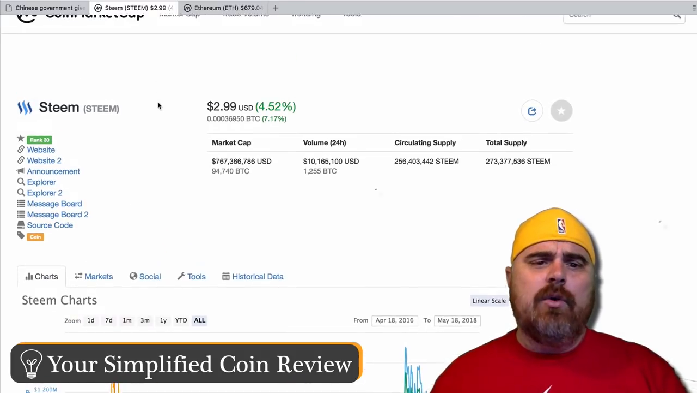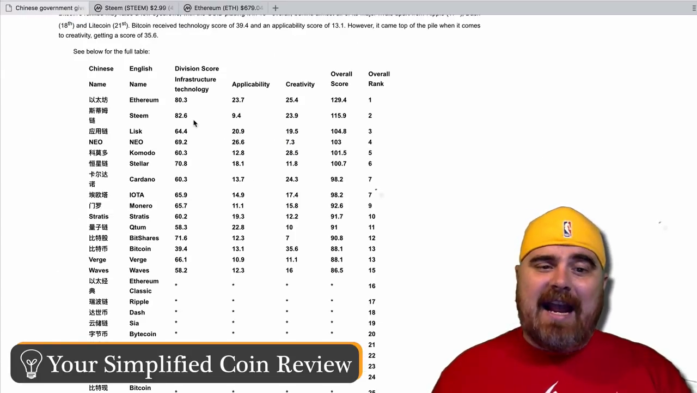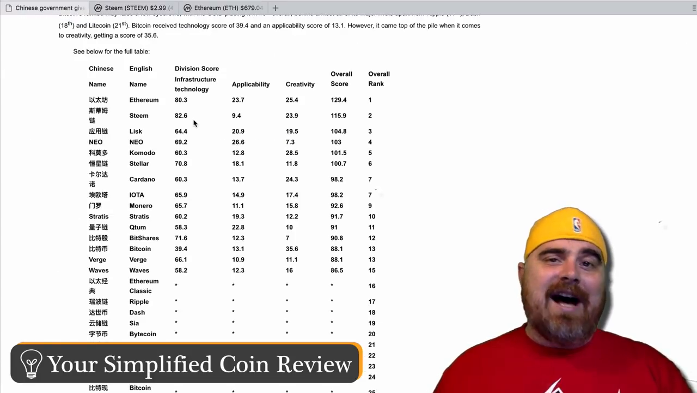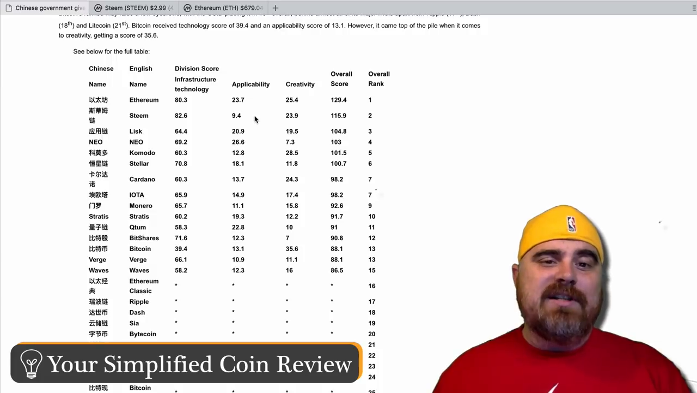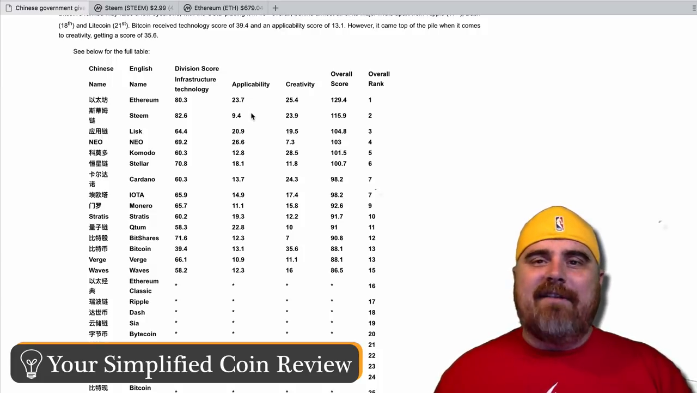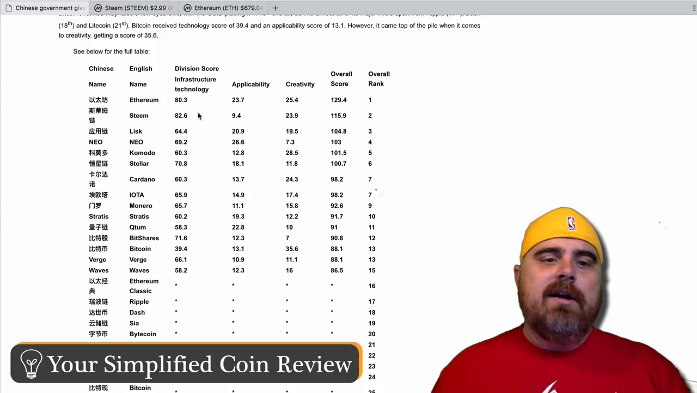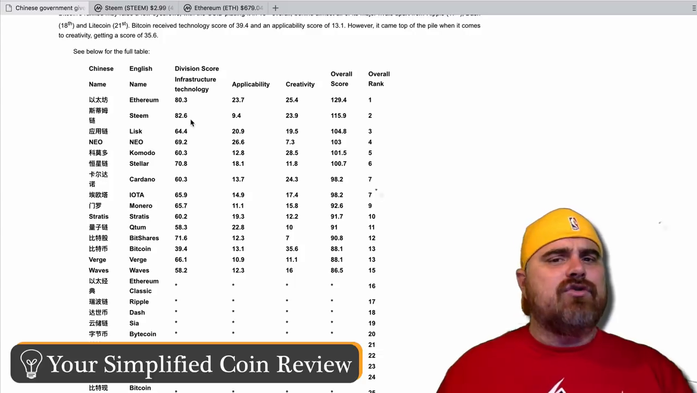We just did a review on Steem. We look at the numbers. They gave it an 82 on infrastructure, the highest on infrastructure, which is pretty surprising. Applicability, they actually gave it a 9, which is a little confusing to me because I feel like it has the most use case. People are using it other than Ethereum, and yet the infrastructure score was the highest.